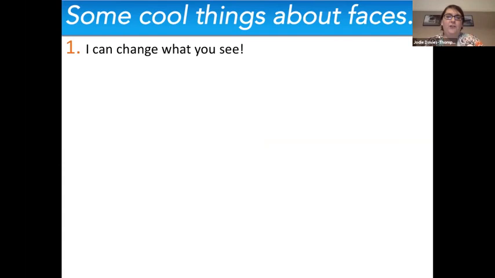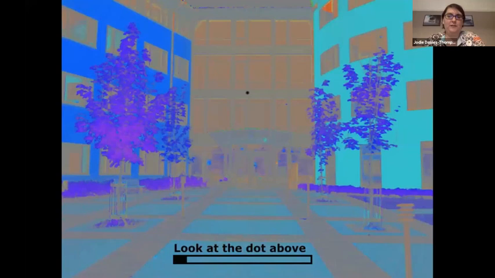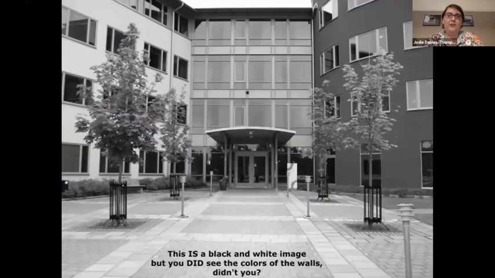Okay, here we go. Stare at that black dot in the middle, just carry on staring at it. Okay, getting there, you're halfway there. Just carry on looking. Okay, in a moment the picture is going to change, and it's very important you keep your eyes on that dot. Okay, so now you probably see it in color, right?